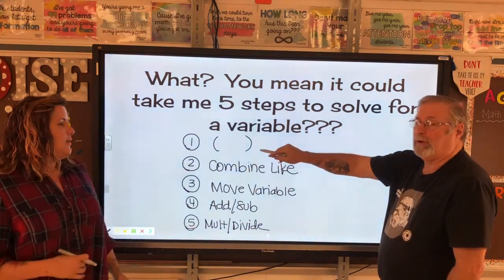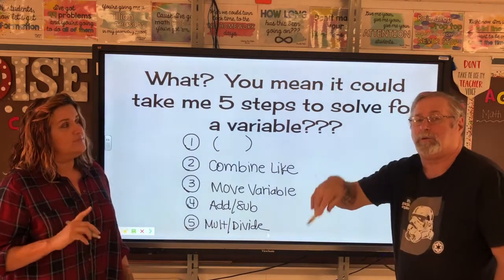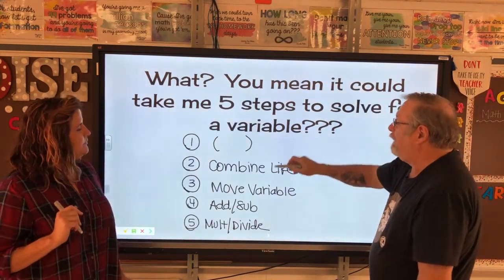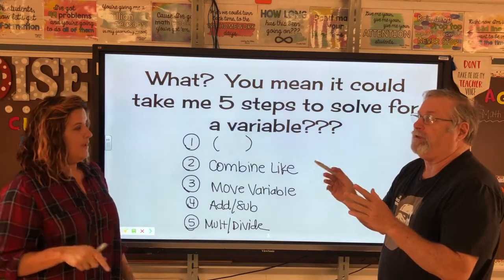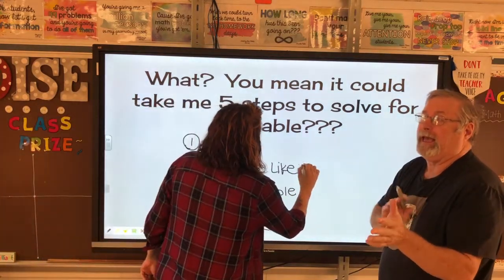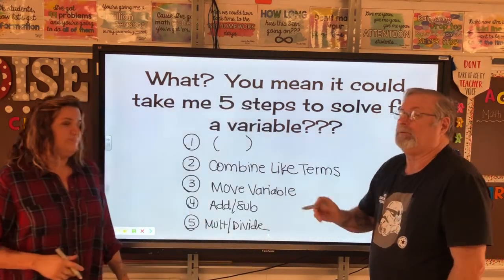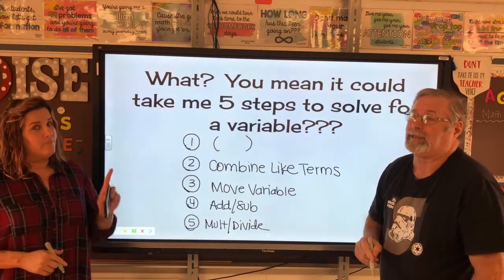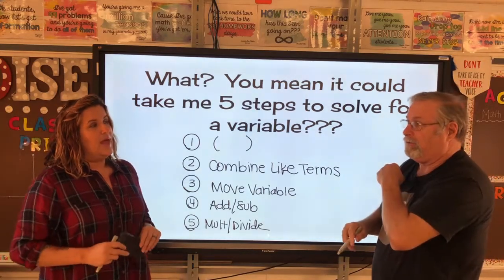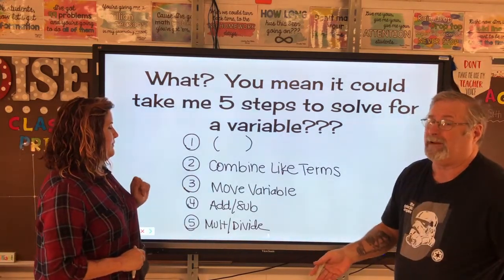So we're going to take care of parentheses first, using the distributive property. And then we're going to combine like terms. If you have two different like terms on the same side, you can combine them. The variable has to end up on one side, because remember the key point: isolate the variable. It can only be on one side if we're going to isolate it.